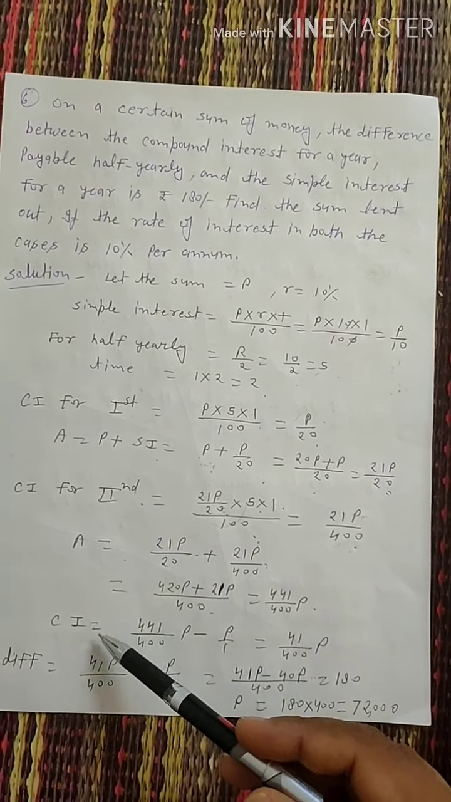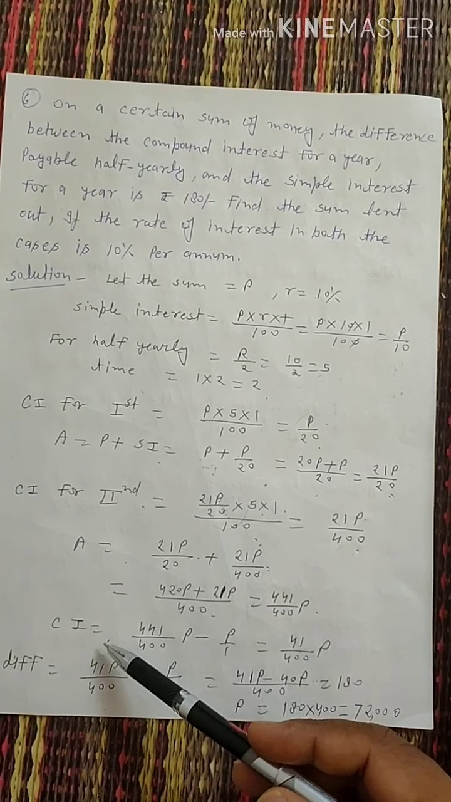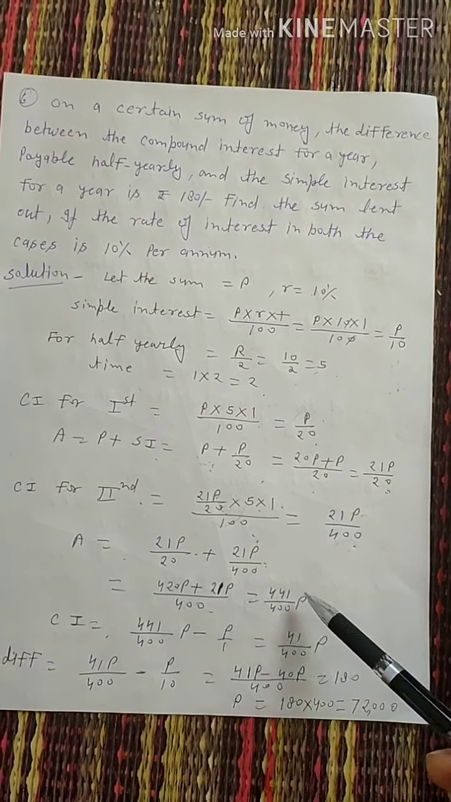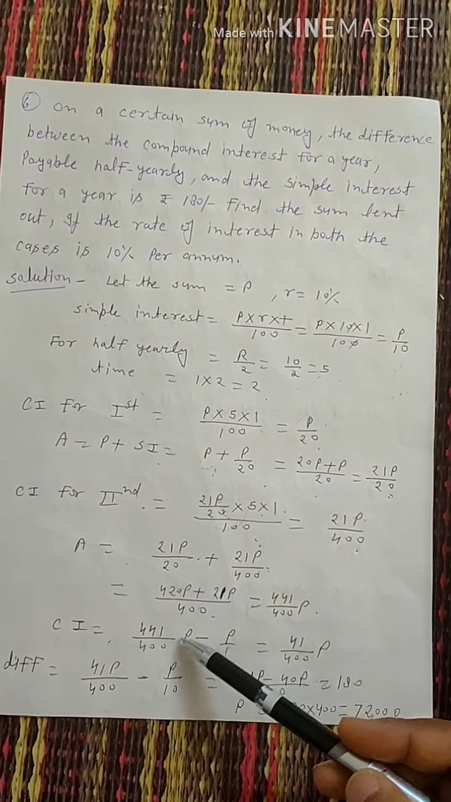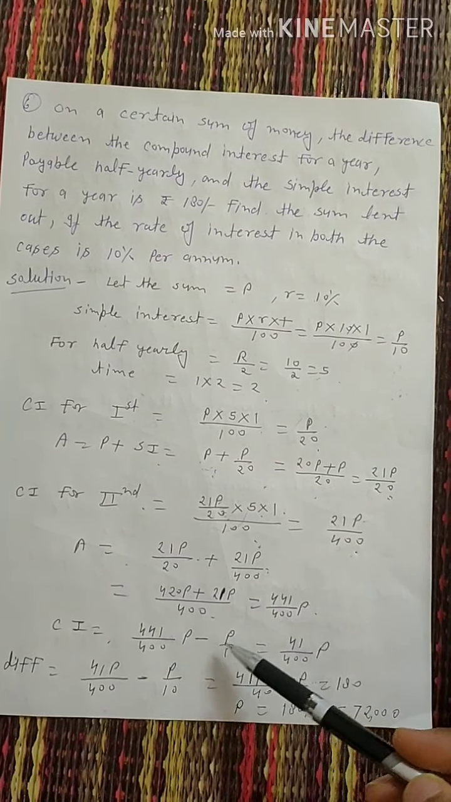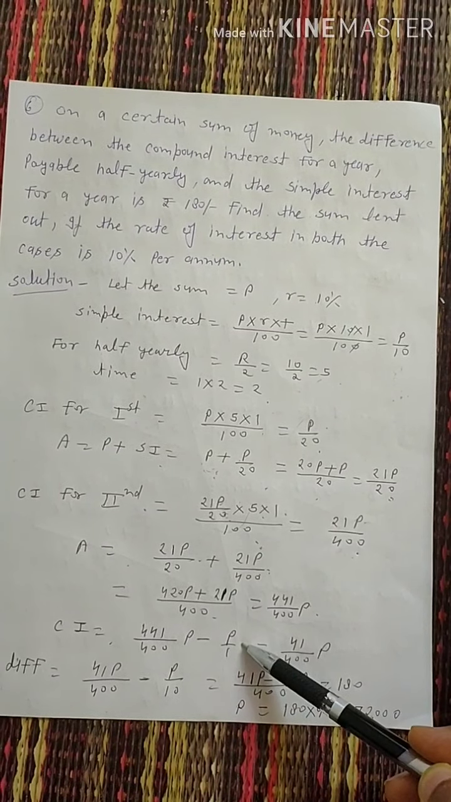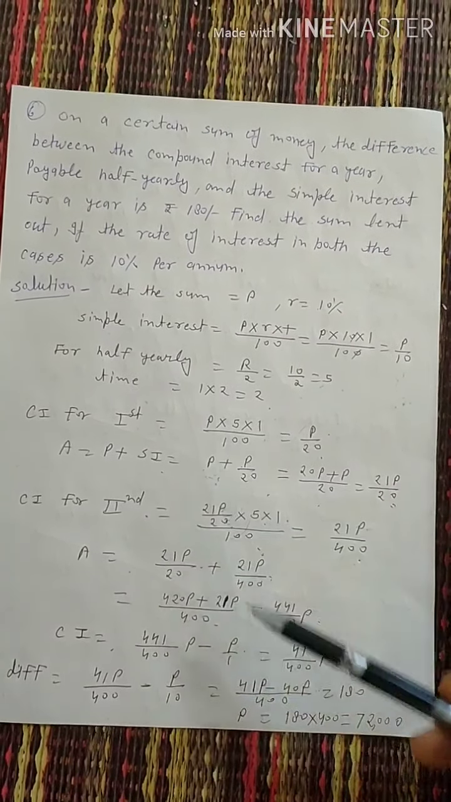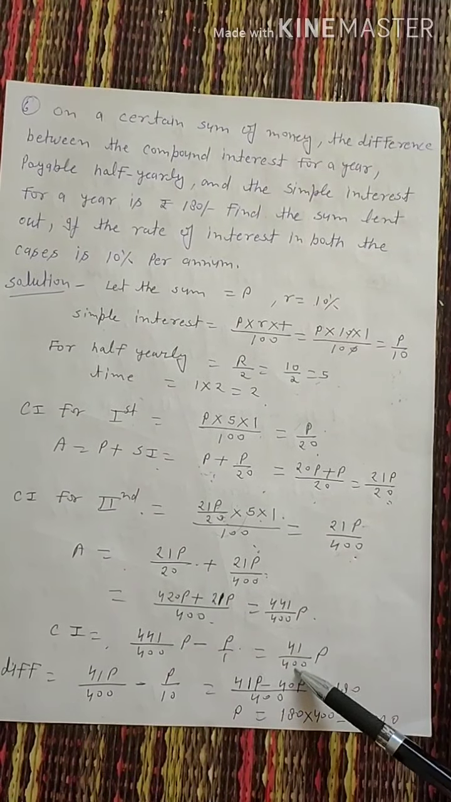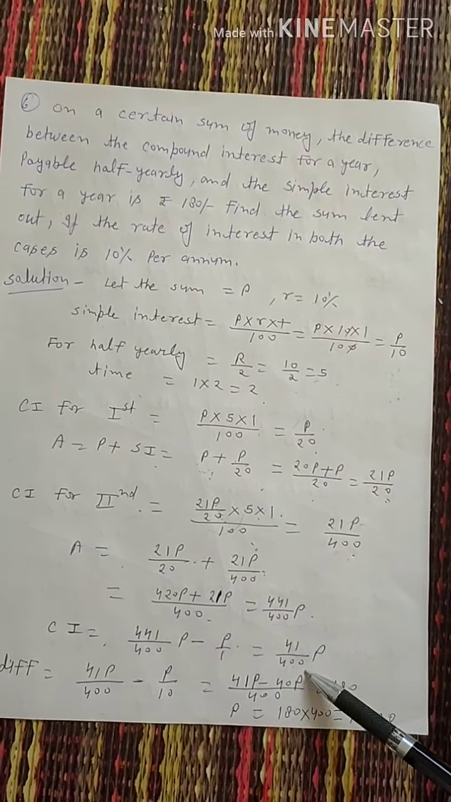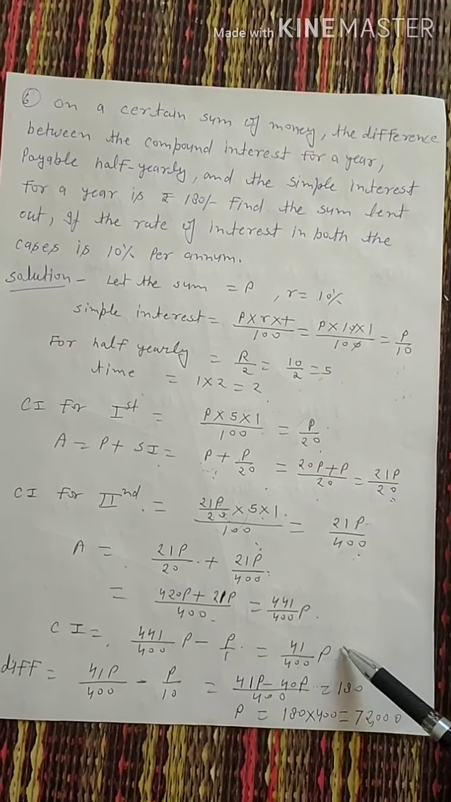Okay, so compound interest will be, the formula of compound interest, final amount minus original principal. So final amount is this 441 upon 400 P minus original principal. Original principal is P. So subtract this, means take LCM 400. So we get 41 upon 400 P on calculation.